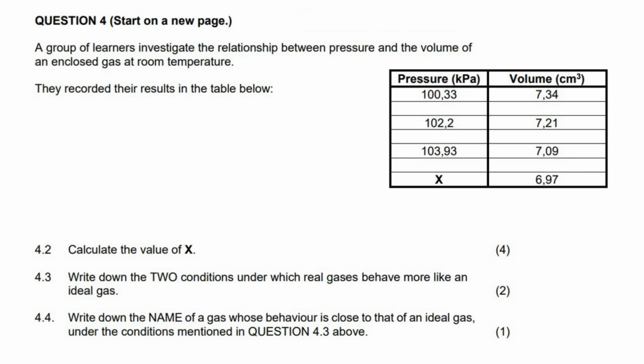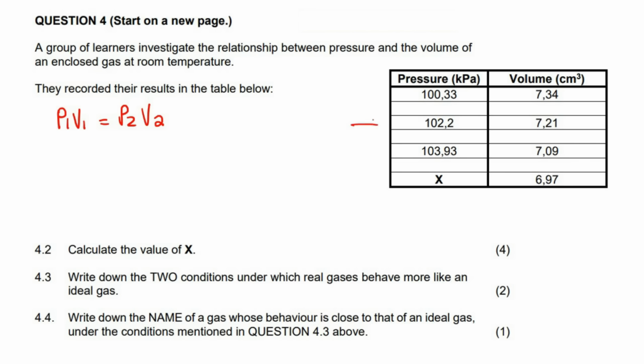So here we need to calculate the value of x. We know that when it's Boyle's law, we would use the formula P1V1 equals P2V2. What you can then do is choose any one of these pressure and volume pairs for this part over here. It doesn't matter which one you choose.